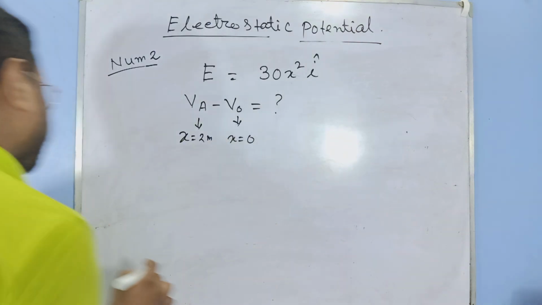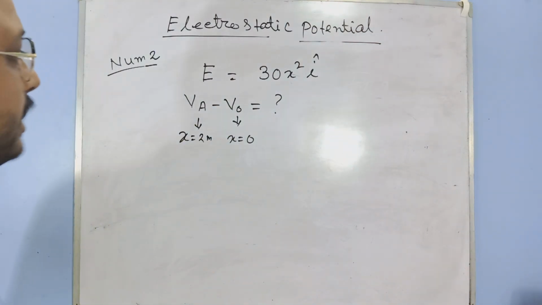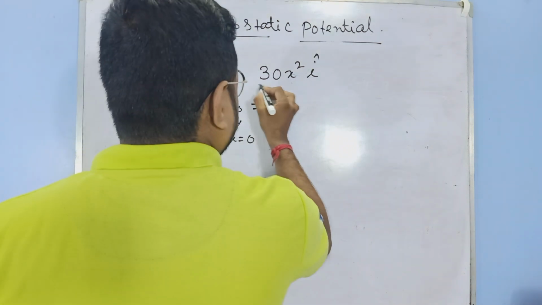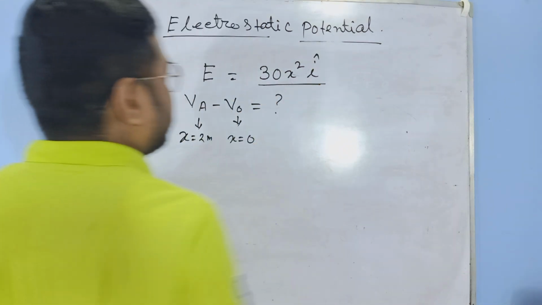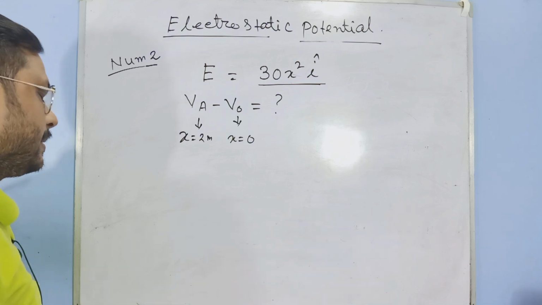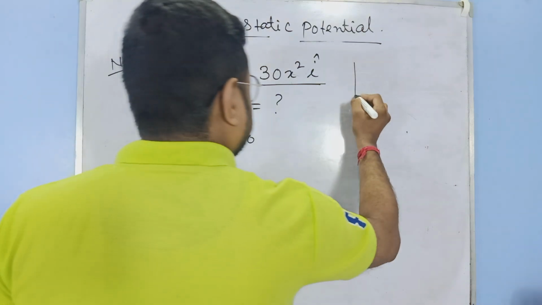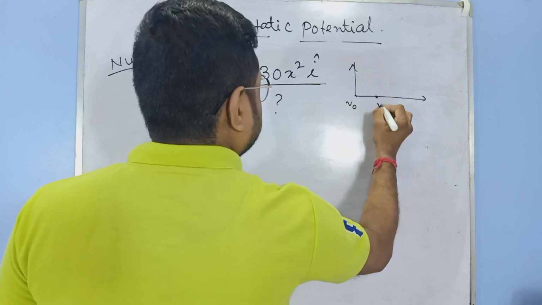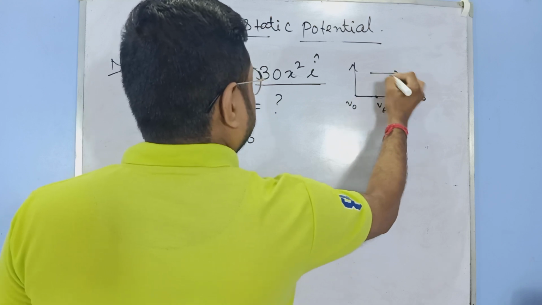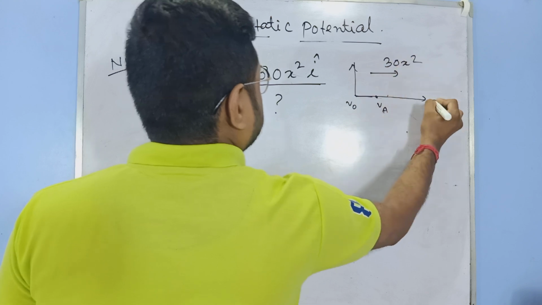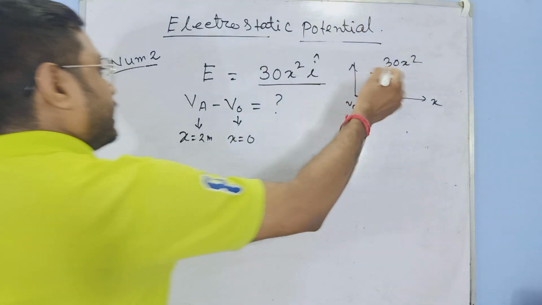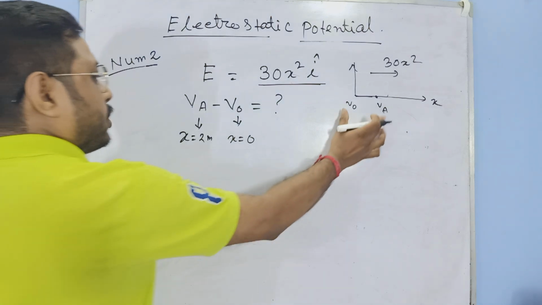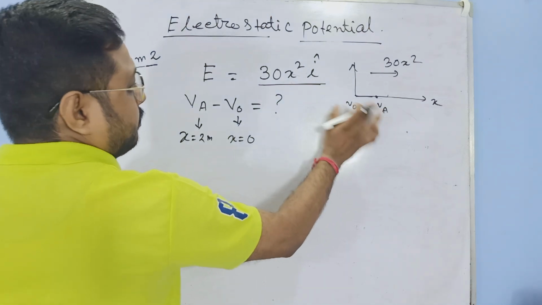So in language the problem should be like this. The electric field in a region is acting as 30x square i cap, that is along the x axis. Find out the potential difference. Suppose this is V0, this is VA. The electric field is 30x square. It is acting along the x axis, so it is i cap. So find out the potential difference between the 2 points V0 and VA.